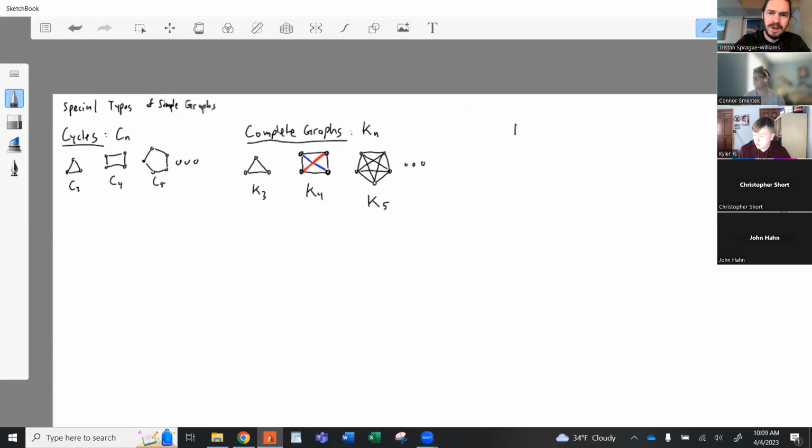And then there's one more special type of graph we want to talk about, which is called a, oops, that's not how you spell it, bipartite graph.